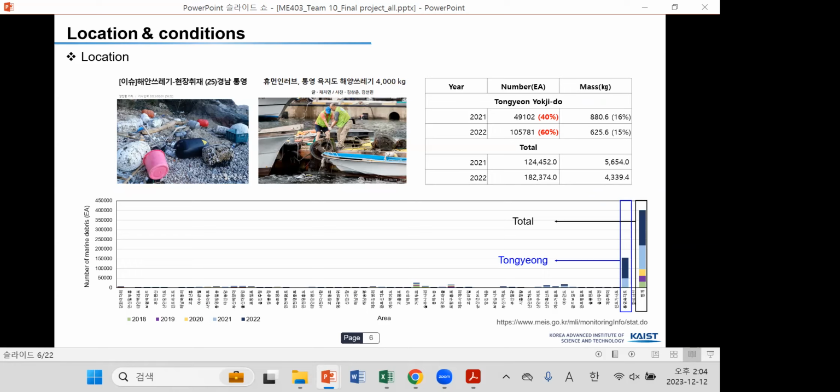If you look at those images, these days there is lots of news criticizing the marine debris near Songyang Yokjido. And if you look at the graph below, this shows the amount of marine debris at several locations all over South Korea. The marine debris near Songyang Yokjido took up 40% in 2021 and 60% in 2022.